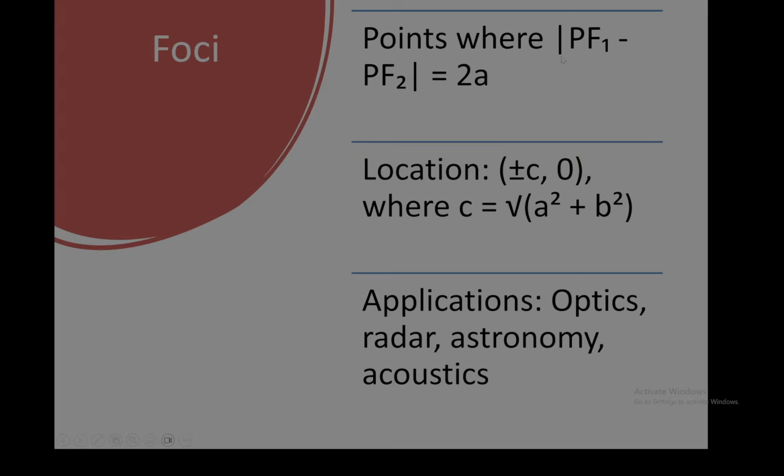The foci: for a point P on the hyperbola, the absolute value of PF1 minus PF2 equals 2a. We are talking about distance, so we use the absolute value, because distance is always positive. The locations of the foci are plus c, 0 and minus c, 0. You remember the two stars I showed before. Here c equals the square root of a squared plus b squared, the distance c. Applications: optics, radar, astronomy, and acoustics.